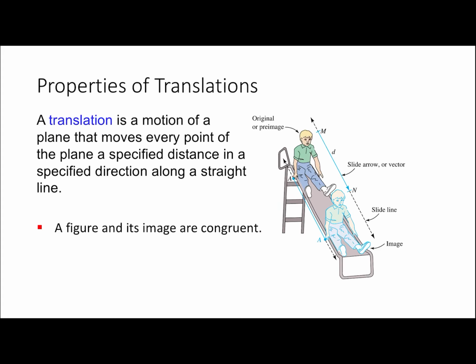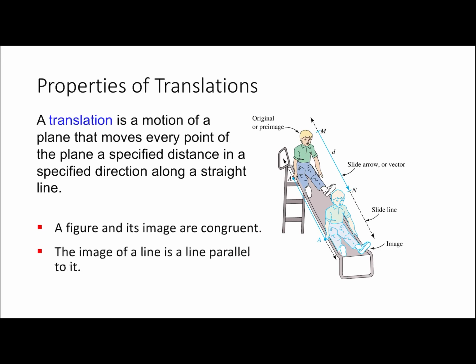So a figure and its image are congruent. Same shape, same size, right? Again, the boy sliding down the slide, he doesn't change shape or size from the top to the bottom. He's still the same shape and the same size.